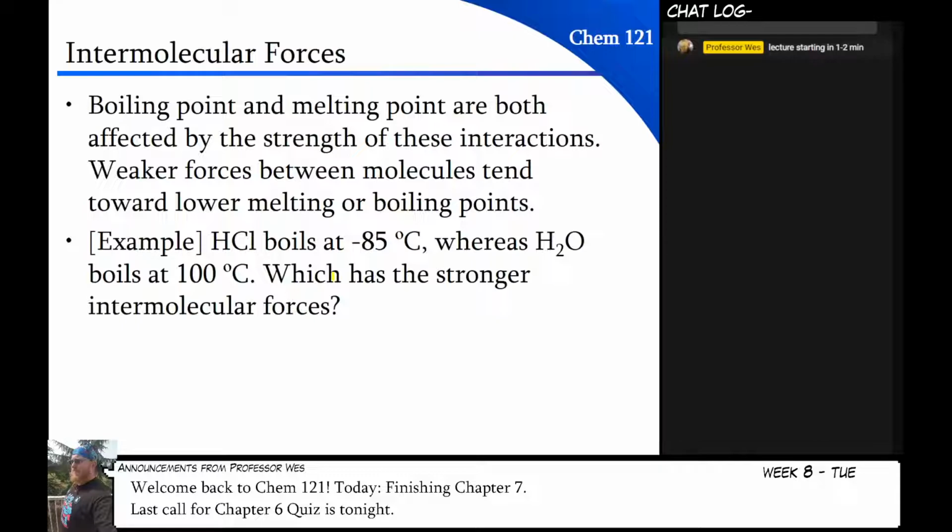These interactions are what we were talking about in the sort of nebulous way in the previous section about boiling. These interactions hold our molecules together and affect boiling point. They also affect melting point, but we're not going to talk about melting point just yet. We're going to do that in chapter 8. 8 or 9, I forget which one.